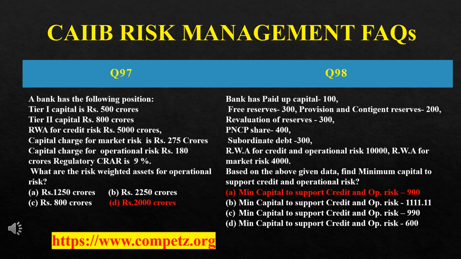The next question in this slide, the last question in this slide, is: a bank has a paid up capital 100. Listen carefully, look at the question. Free reserves 300, then provision and contingent reserves 200, revaluation reserves 300, PNCP share is 400, subordinate debt is 300. What is the risk weighted assets for credit and operational risk? Both together they have given as 10,000, and risk weighted assets for market risk 4,000. Based on the above data, we need to find out the minimum capital to support credit as well as operational risk. They have given us 4 options.